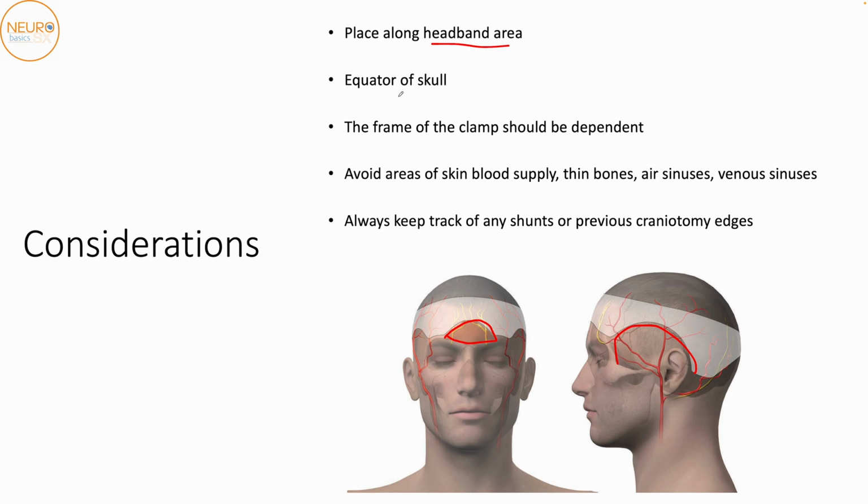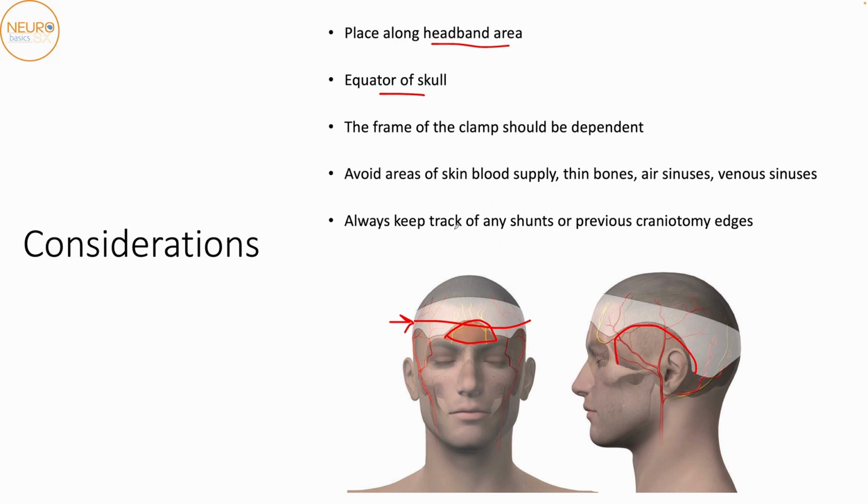And another important aspect to understand when you're applying pins is something known as the equator of the skull. Now the equator of the skull is not just the point at which the cranium can be divided into two. So this would not be the equator of the skull. In the next 2 or 3 slides we'll see what exactly we mean by the equator of the skull. The frame of the clamp should always be dependent, so we'll see in the next slide how that happens.